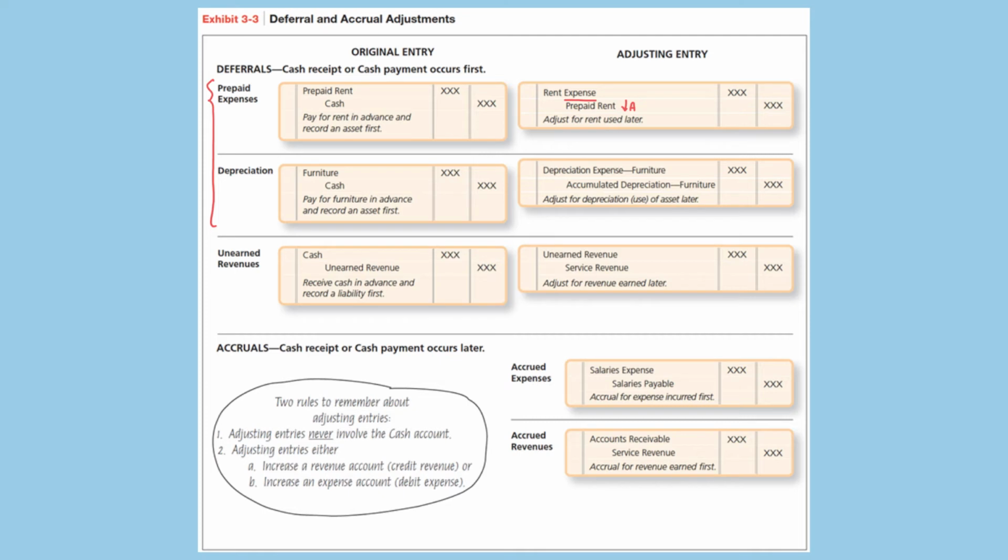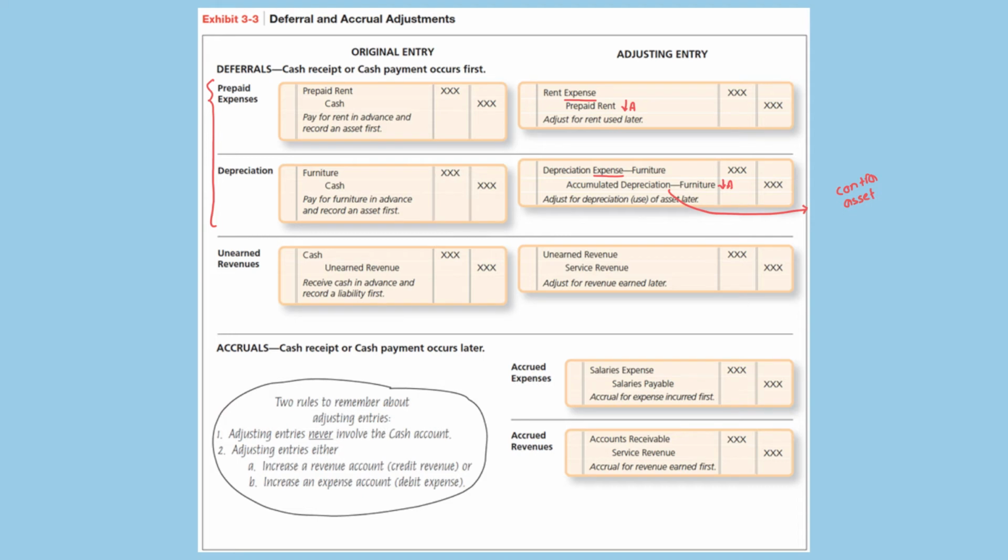For the depreciation, I bought furniture and I paid cash here. Then at the end of the period, and the default date is December 31st, I need to record depreciation expense on the debit side. On the credit side, we have the accumulated depreciation, which is a contra asset account. It's credit nature, and it decreases my assets.